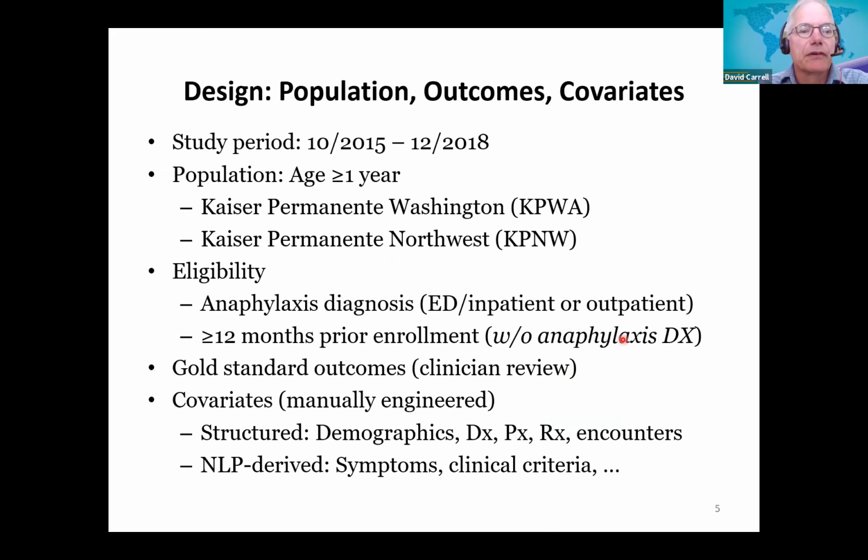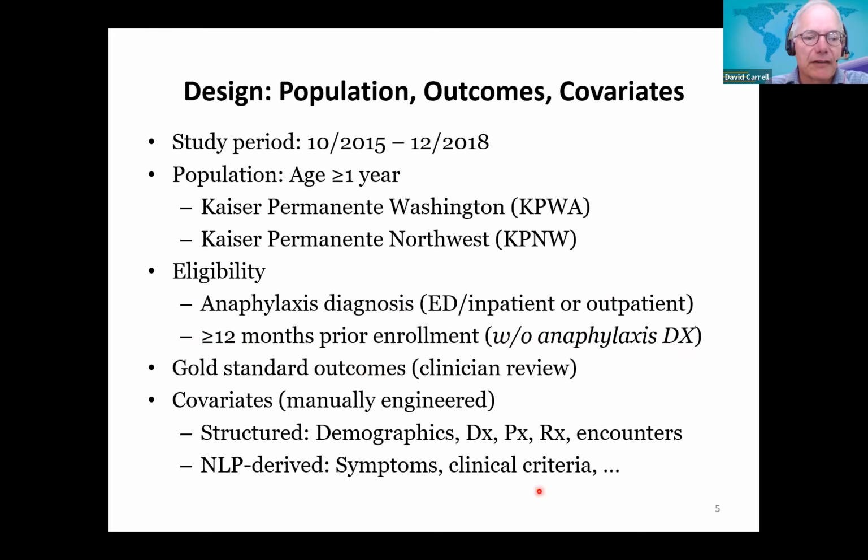This is a quick overview of the study. We used data from 2015 to 2018. Patients came from 2 healthcare systems. Kaiser Washington was where we developed the model, and Kaiser Northwest is where we validated the model. All the events included had to have at least one anaphylaxis diagnosis code. And in order to ensure that EHR continuity that Ian Zhu talked about, we required 12 months of prior enrollment and no anaphylaxis diagnosis during that time so that we were getting new presentations.